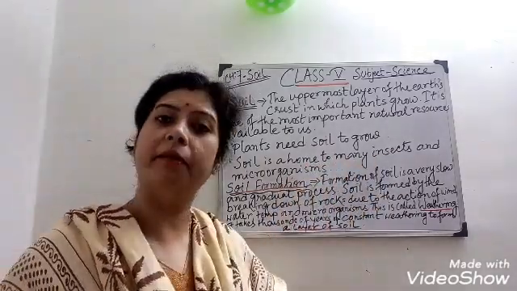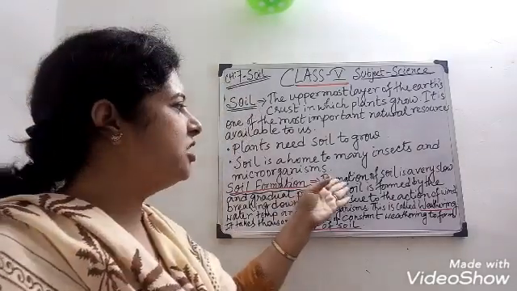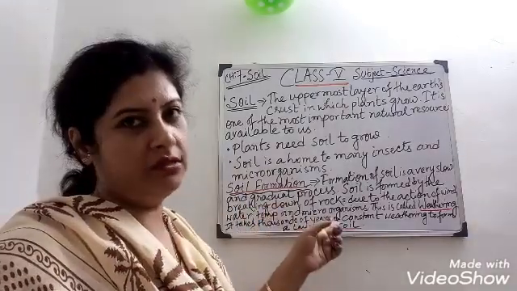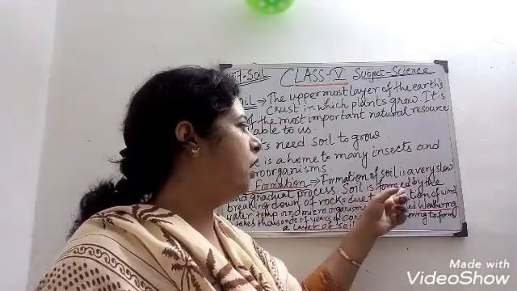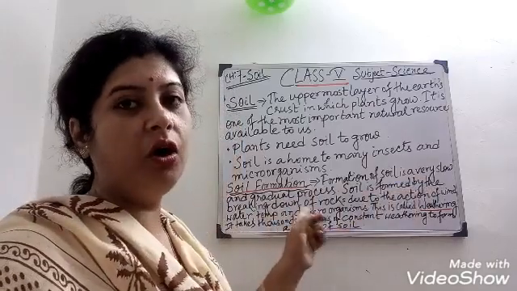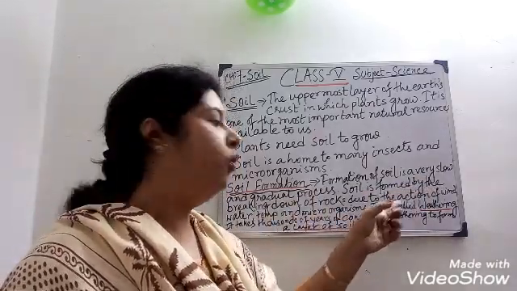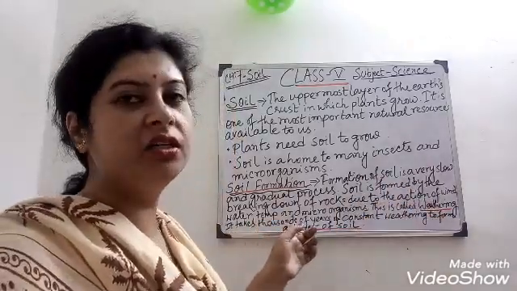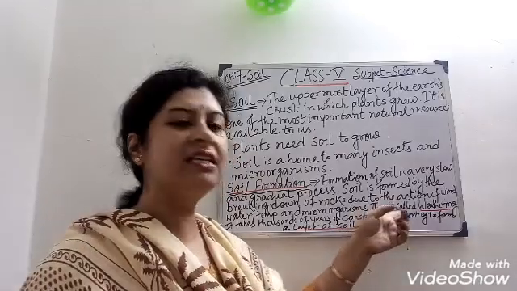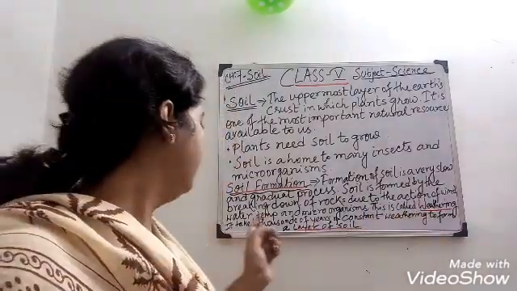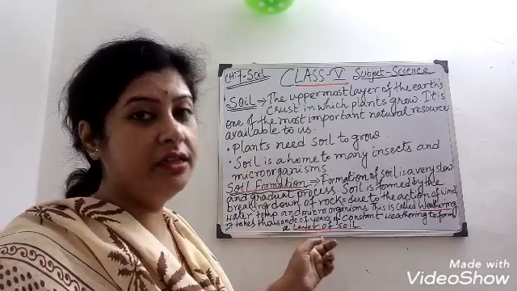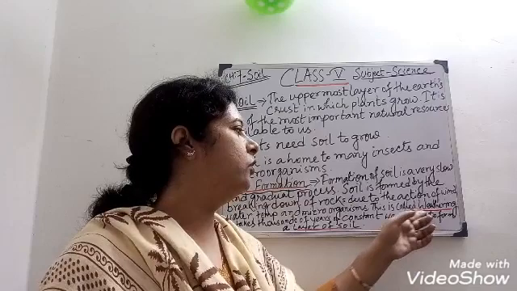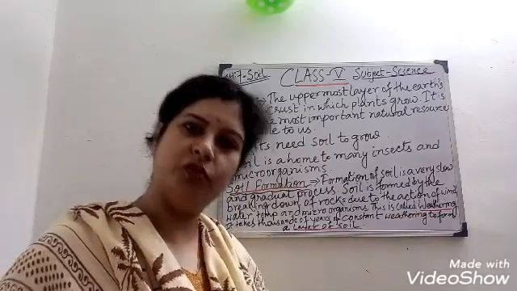Now, what is the formation of soil? Formation of soil is a very slow and gradual process. Soil is formed by the breaking down of rocks due to action of wind, water, temperature and microorganisms. This is called weathering. It takes thousands of years of constant weathering to form a layer of soil.